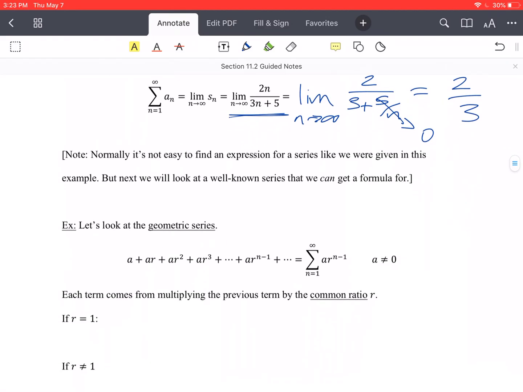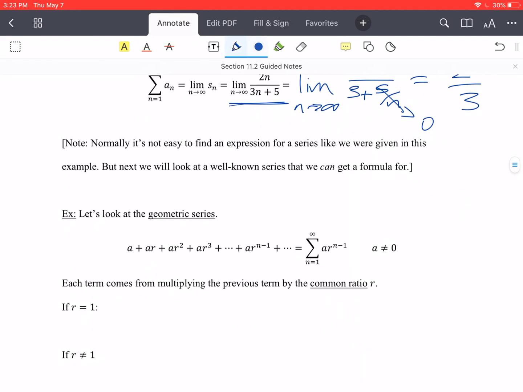So the geometric series has the form a plus ar plus ar squared plus ar cubed, all the way to ar to the n minus 1, etc. So the shorthand for it is written right here in the summation notation, okay, with a being non-zero. So basically what the geometric series does is it takes a term, a, and then it starts multiplying it by what we call the common ratio, r, and that gives us the next term. We multiply it by r again, that gives us the next term. Multiply by r gives us the next term, etc., etc.